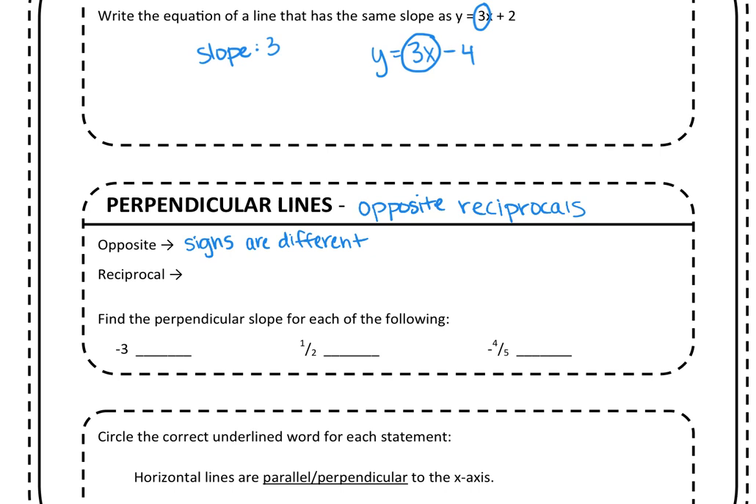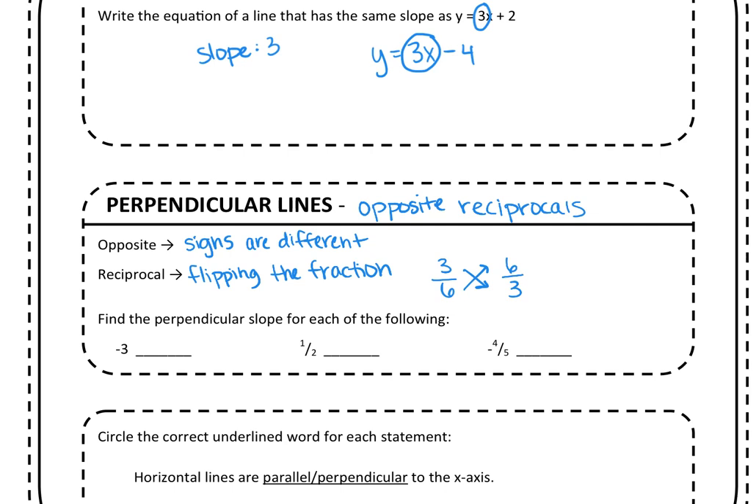Now, reciprocal, this means you are flipping the fraction. So I'm going to write this out, flipping the fraction. So basically, if you start off with something like 3 over 6, when you flip it, these two numbers switch. So it becomes 6 over 3.